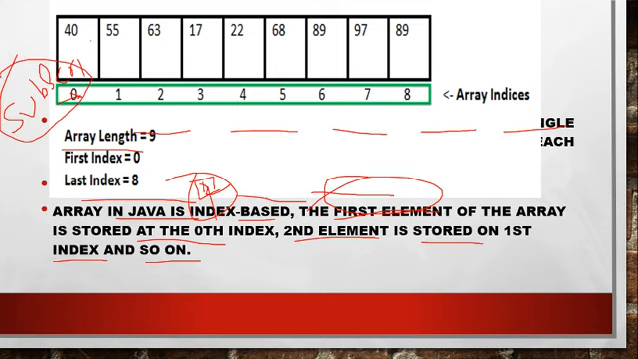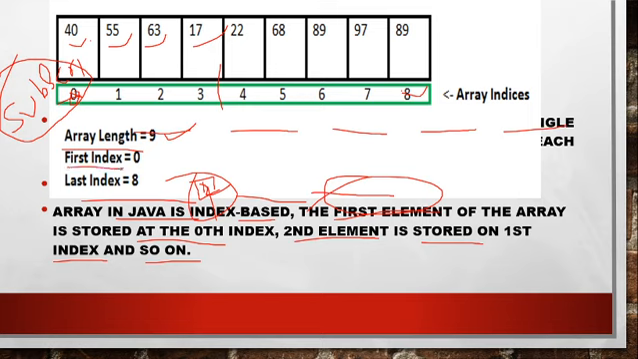Index, also known as subscript. The array index of an array always starts from 0 to less than the length of the array. The length of the array is 9, so it will go up to less than 9. It means up to 8. Why? Because it starts from 0. So suppose in the 0th position I have stored 40, in the 1st position I have stored 55, in the 2nd position I have stored 63, in the 3rd position 70, 17, and this is called index.